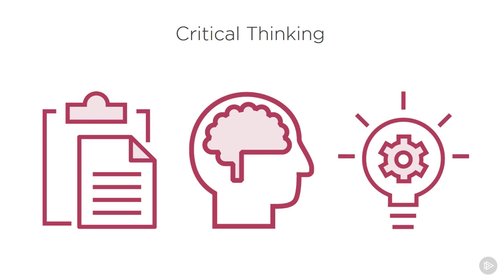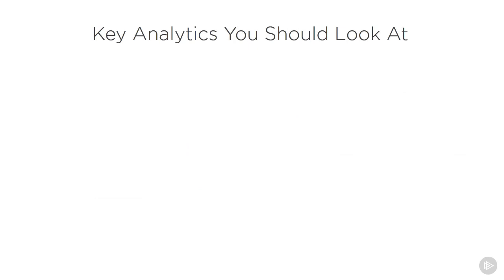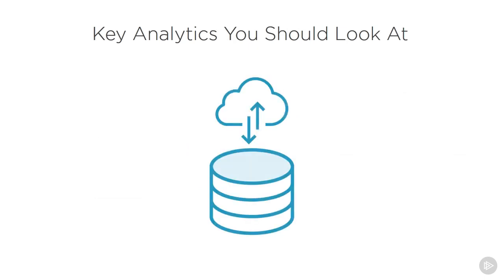So what type of analytics should we actually be taking a look at? Well, there's several of them out there. The first one you should be looking at would be what we refer to as data exfiltration. This is where data is leaving your environment with or without your knowledge.